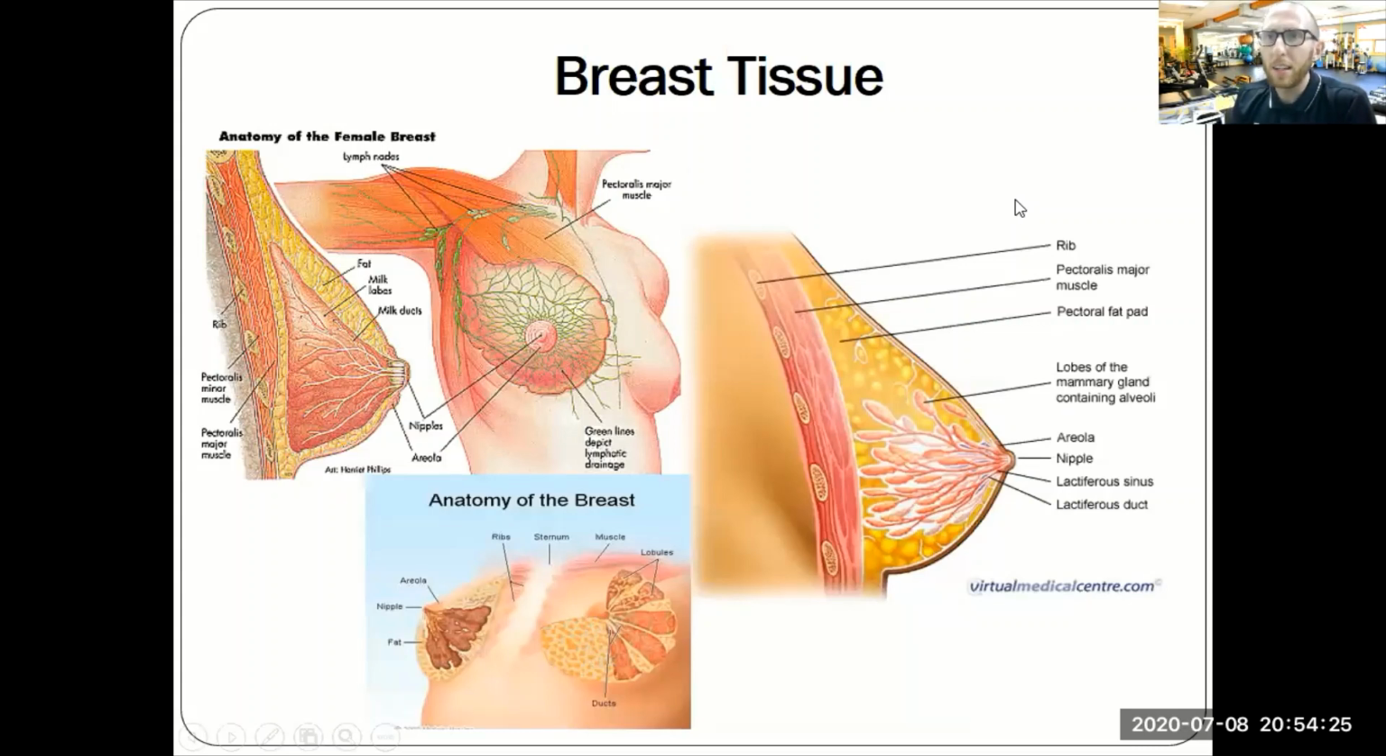And I do have one slide on the breast tissue, since we're talking about the pectoralis major and the breast is in the pectoral region. This is a slide just demonstrating the different anatomy of the breast tissue, looking at things such as the pectoral fat pad, the lobes of the mammary gland, the lactiferous duct and sinus, producing the milk that a female would produce, specifically post-pregnancy, as well as the areola and the nipple. So just be familiar with the general anatomy of the breast tissue as it relates to this region of the body.